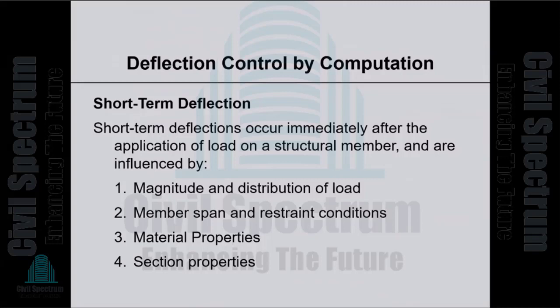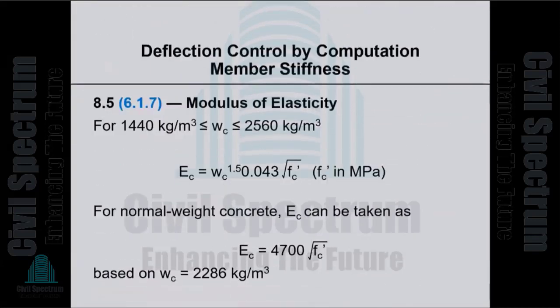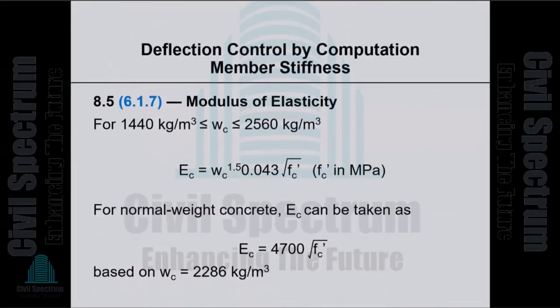Short-term deflection occurs immediately. This I'll let you read, the factors that influence short-term deflection. In calculation of short-term deflection by ACI 318, the modulus of elasticity of concrete that you use is given by this expression. This is in metric. And for normal weight concrete, E sub C, this equation may be simplified into that equation. So these are not two different equations. This is the equation, a simplified version of that equation is this, and the simplified equation may be used for normal weight concrete.